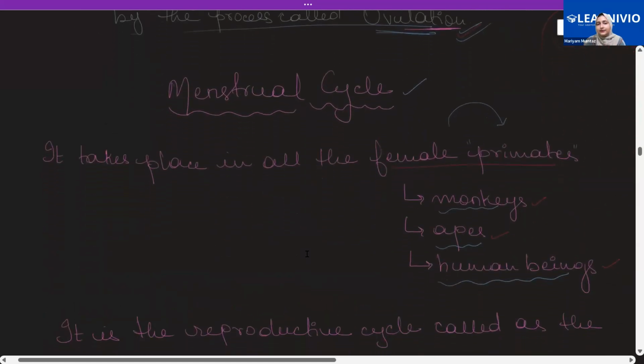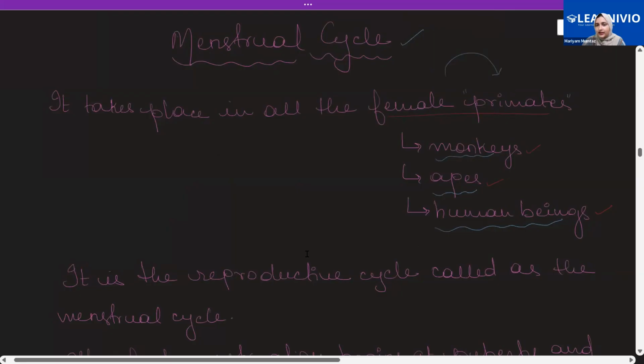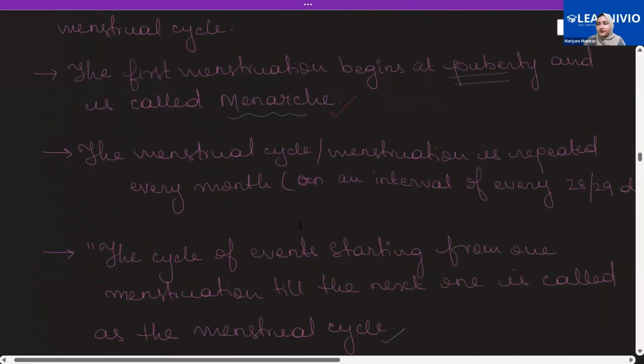Now, the menstrual cycle is the cycle which takes place in most of the female primates, like monkeys, apes, and humans. And it is the reproductive cycle. The first menstruation begins at puberty, and we call it menarche. And the last menstruation is called menopause. That occurs at the age of around 45 to 60.